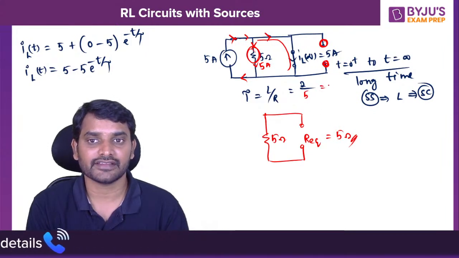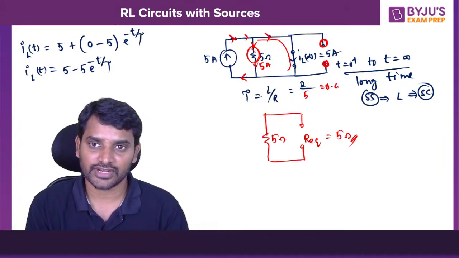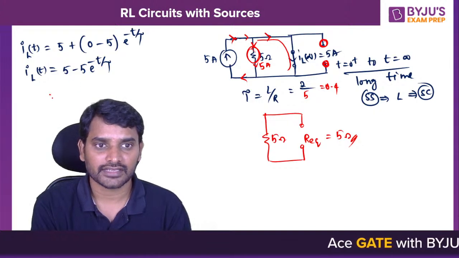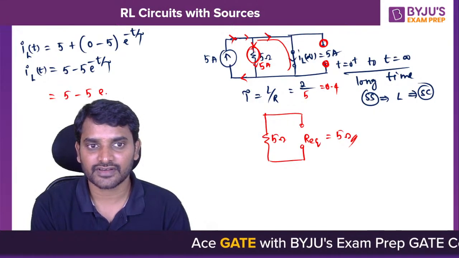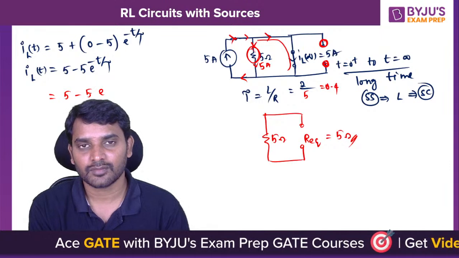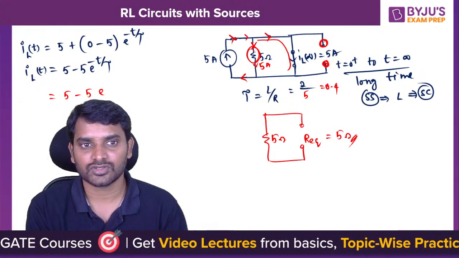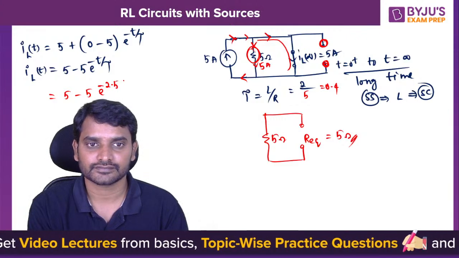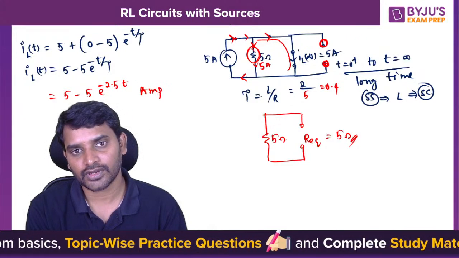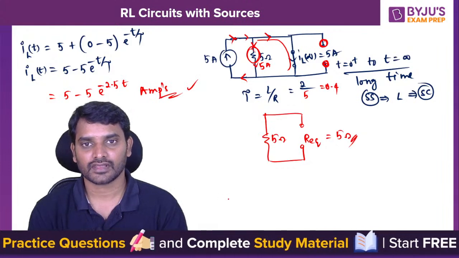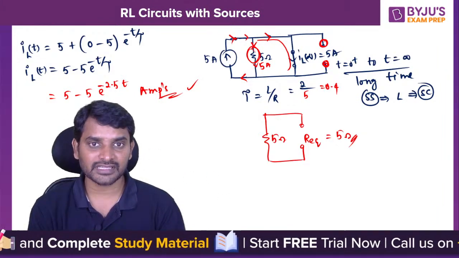So 2 by 5, 5 fours are 20, so 0.4. If I take 0.4, I'll get 5 minus 5 e power minus t by tau. 0.4 will be 10 by 4, which comes out as 2.5 amperes. So if you draw the graph, how will the graph be?